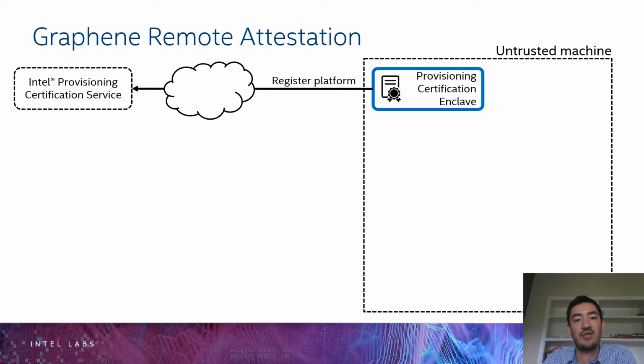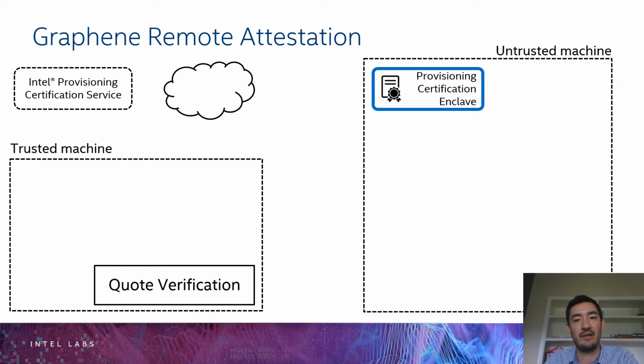There is a special SGX enclave called Provisioning Certification Enclave developed by Intel. This enclave is used to connect to the Intel Provisioning Certification Service, send the ID of the SGX processor and other identifying information, and receive the normal X509 certificate for this machine signed with the Intel public key. This certificate is used to prove that the SGX processor is genuine and up-to-date.